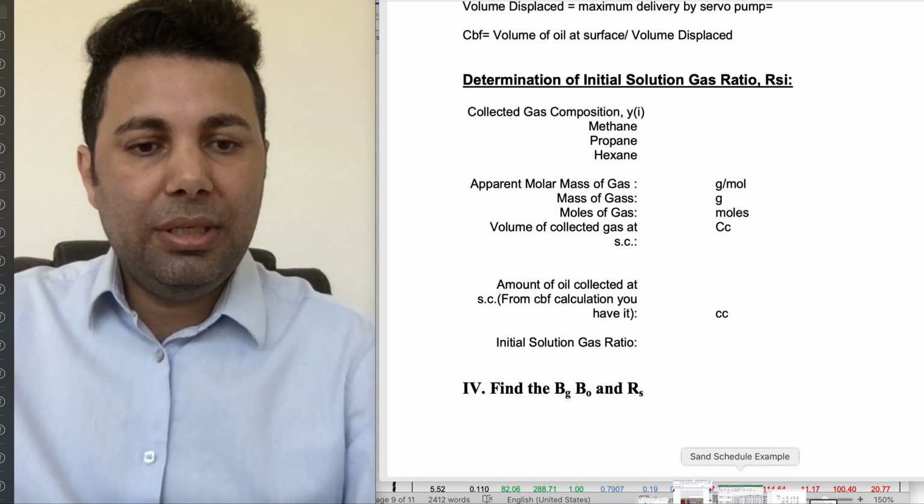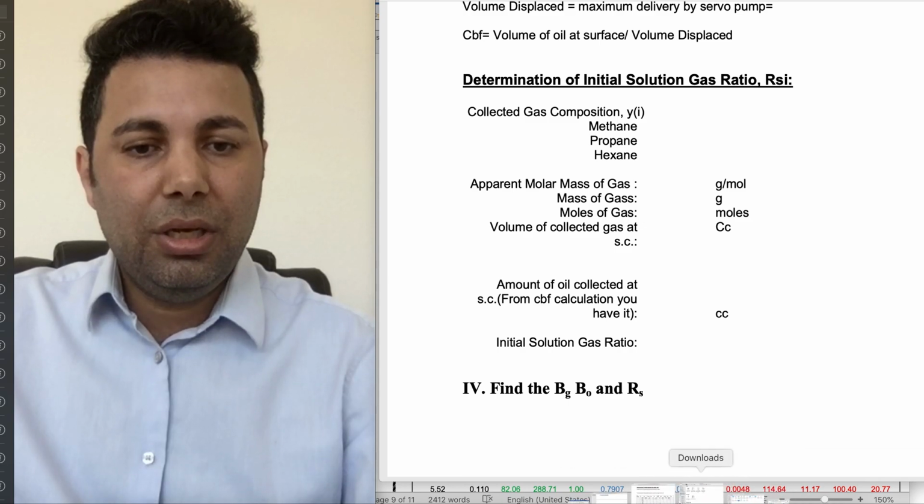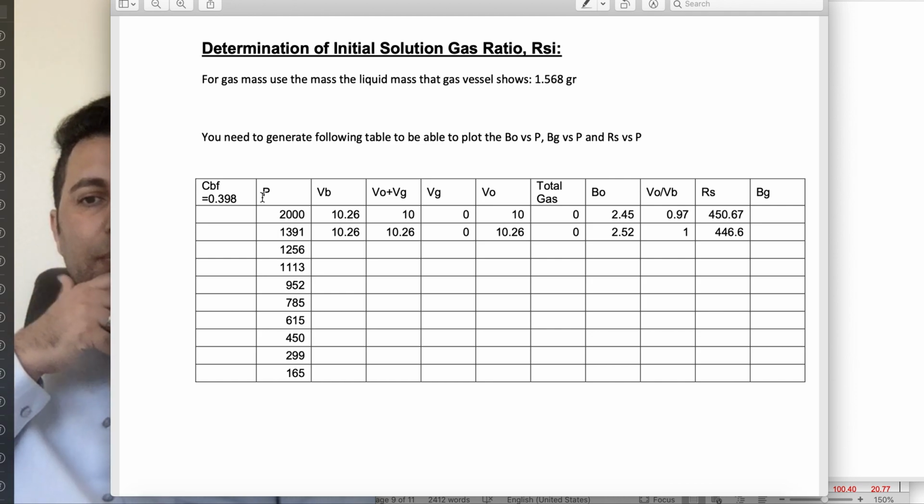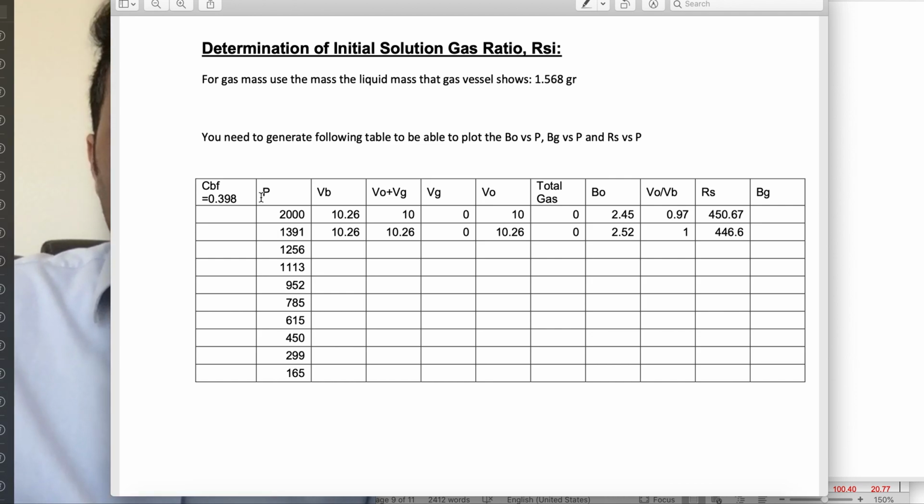So in addition to this instruction, I also have the lab number 3 instructions continued. Okay, so in this one, basically what you have is the CBF. Again, it says for gas mass used 1.568 gram. That's what we found through our experiment. So the CBF we calculated, that was a constant number. That was 0.398. That was constant. The pressures start from the reservoir pressure to bubble point pressure and my gas expansion. So I have that. The VB was 10.26.